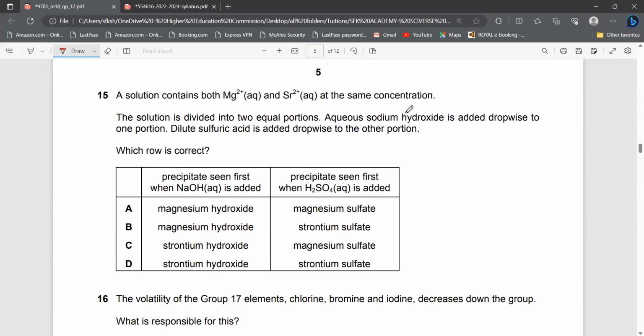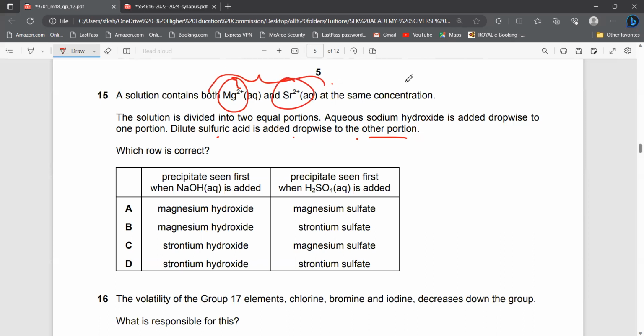And then last, 15. A solution contains both magnesium and strontium ions at the same concentration. The solution is divided into two equal portions. Aqueous sodium hydroxide is added dropwise to one of them. Okay. Now, dilute sulfuric acid is added dropwise to the other portion. Okay. Then, which choice is correct? Strontium hydroxide and magnesium hydroxide.